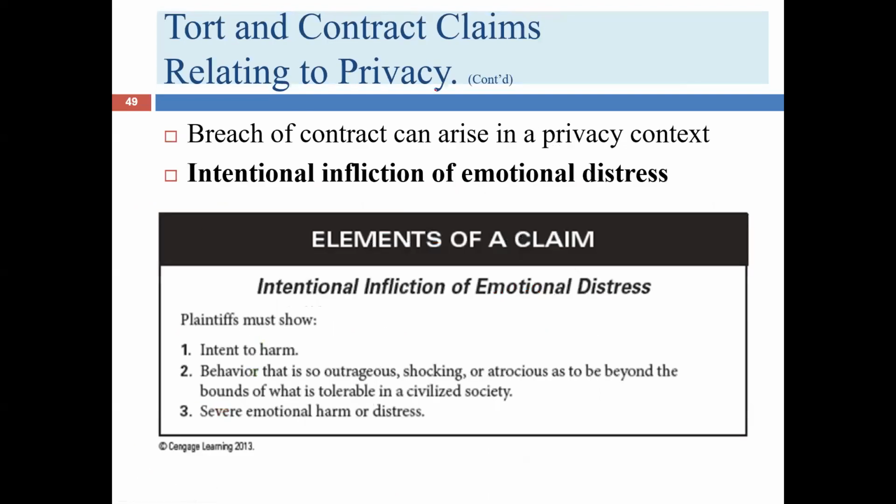We're not really going to touch on the breach of contract type of claim, even though that can arise in a privacy context, but we're going to flip to intentional infliction of emotional distress. This is not traditionally a privacy issue. Let's go through what the elements are, and then we'll talk about it a little bit from this context. Plaintiffs must show intent to harm, behavior that is so outrageous, shocking, or atrocious as to be beyond the bounds of what is tolerable in a civilized society, and severe emotional harm or distress.